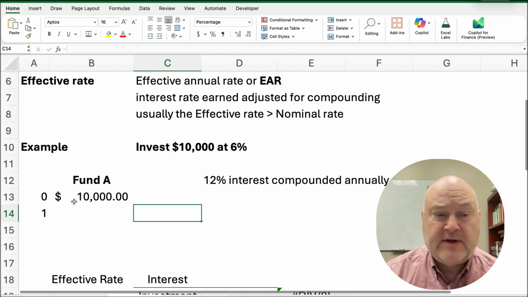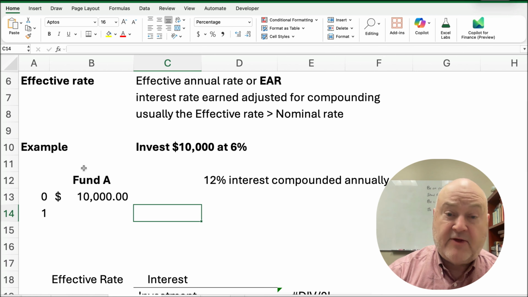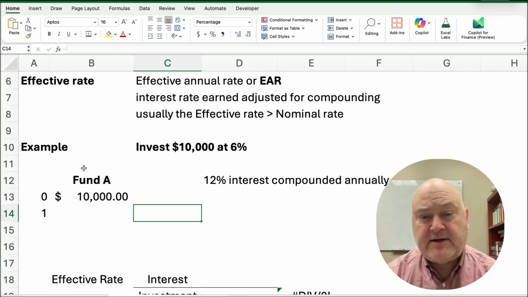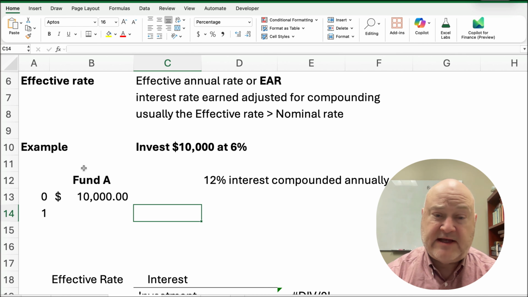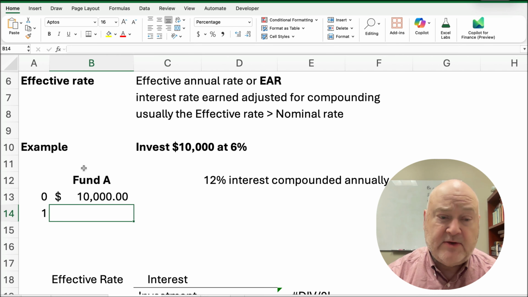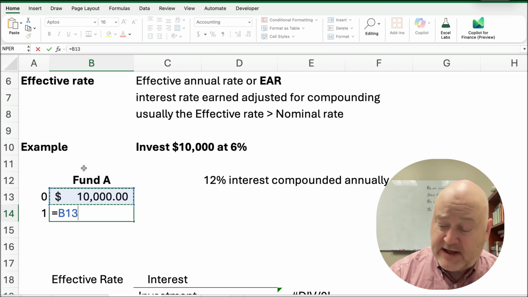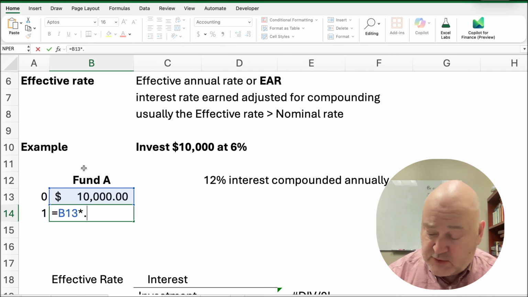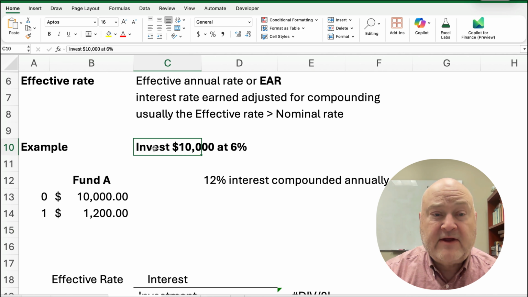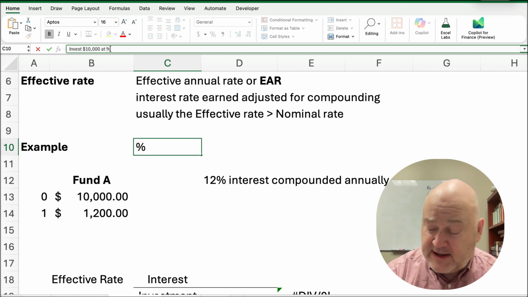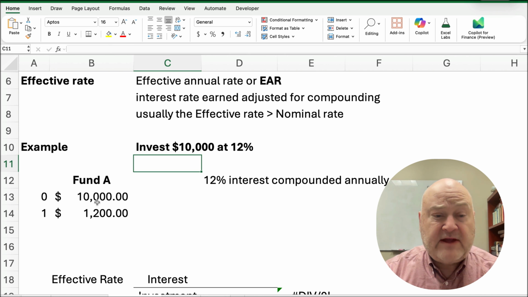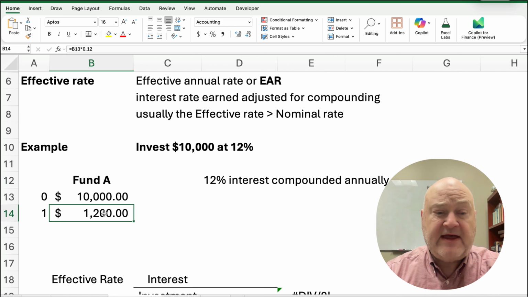So let's do an example of Fund A and then another fund that is compounded monthly. Let's say you have Fund A, you invest $10,000 at 12% and it's compounded annually. What we can do is take the $10,000 times 12%. I think my number now is 12%. Let's change that. And so that's 1,200. We can add it to the 10,000 and we get 11,200.